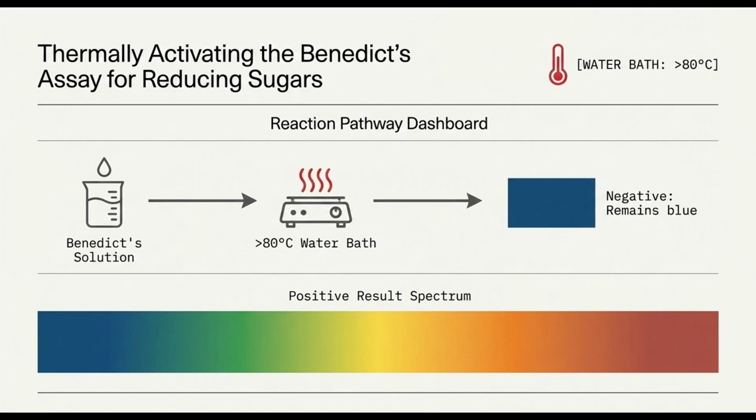Now let's see the testing for sugar. The test is called the Benedict test. Let's see how to do it. Reducing sugars are tested using Benedict solution. The sample must be heated in a water bath above 80 degrees Celsius. So we have the Benedict solution and we'll be heating it in a water bath up to 80 degrees Celsius.